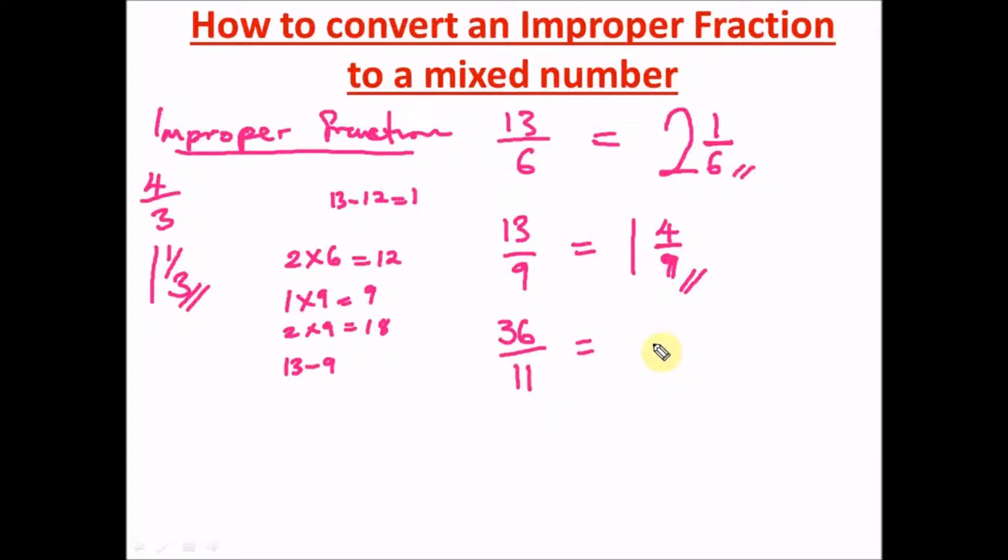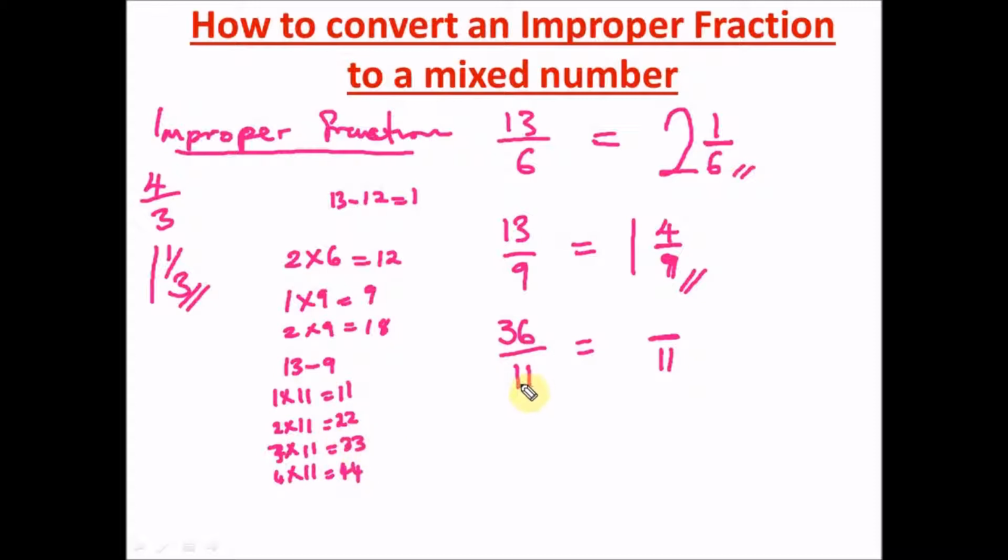The first thing I said earlier is draw a division sign and put 11 as our denominator. Now, how many 11s can we get in 36? Now remember, we have 1 times 11 is 11. 2 times 11 is 22. And 3 times 11 is 33. And 4 times 11 will give us 44. But 44 is greater than 36. So we have to stop at 33.